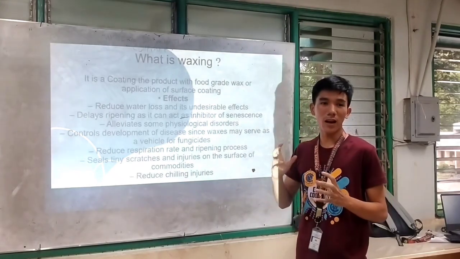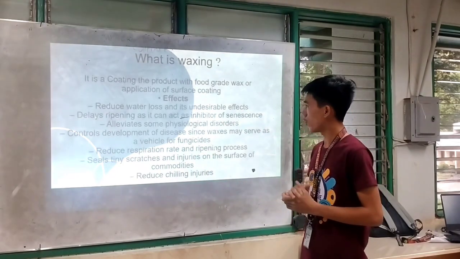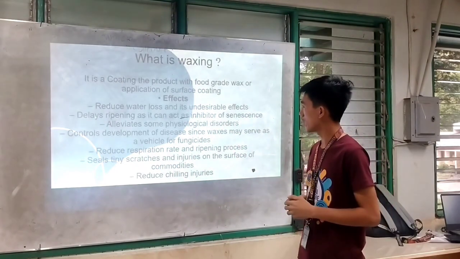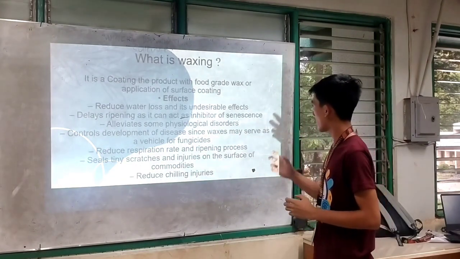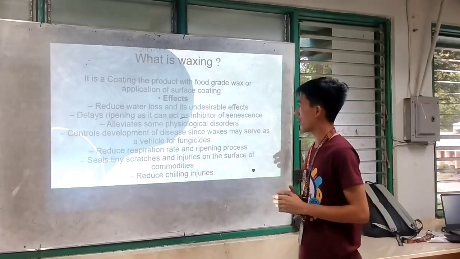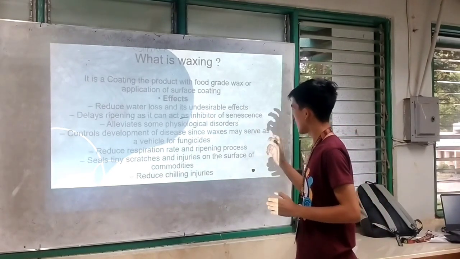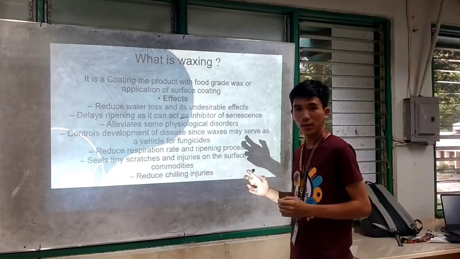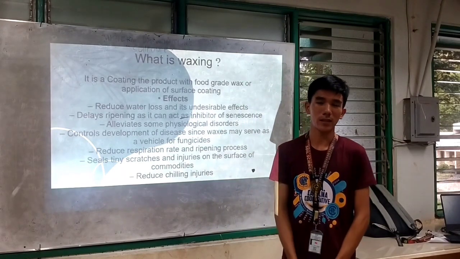So what is the effect of waxing on eggplant? Now we find out the effects of waxing on the eggplant. First, it will reduce water loss and its undesirable effects, and delay ripening as it can act as an inhibitor of senescence and alleviate some physiological disorders, and it has many more benefits for specific plants.